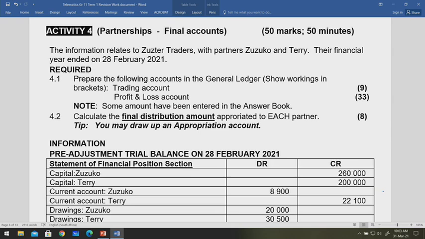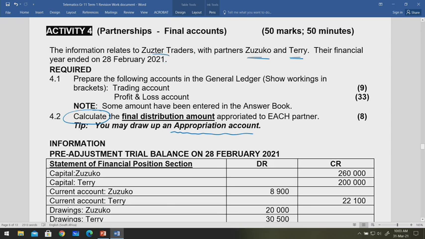Okay, now we get to our last activity, activity 4, the final accounts, where we look at the trading account and also the profit and loss account, obviously with adjustments. And then they also ask us to show the calculation of the final distribution. You are allowed to do an appropriation account in order to calculate that. It's just a calculation, so the detail not important, but the amounts are.